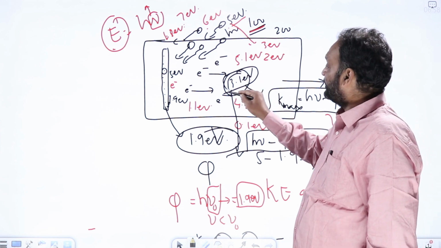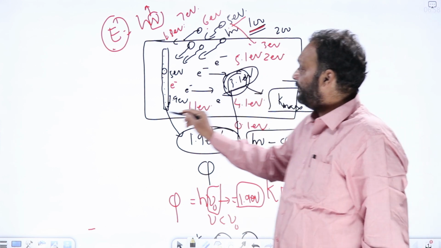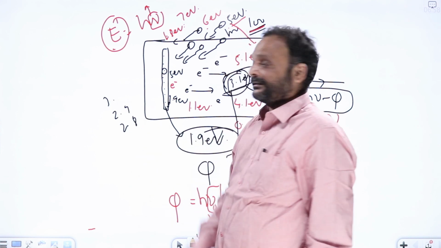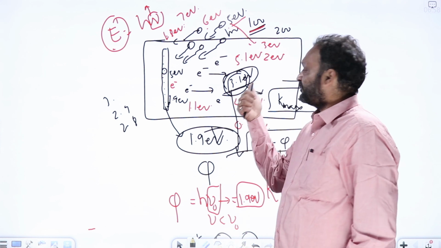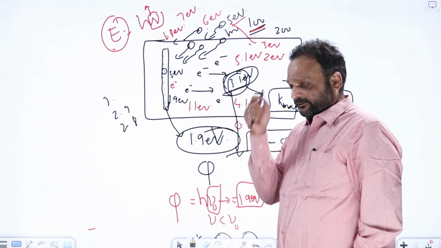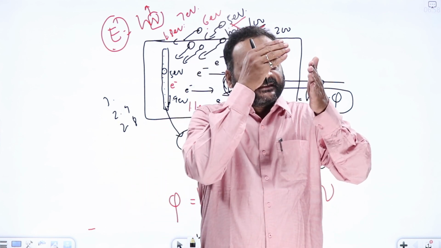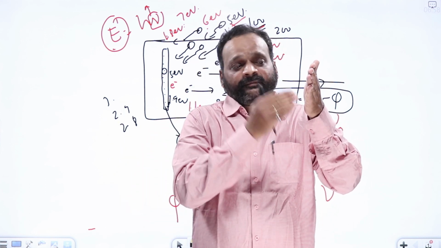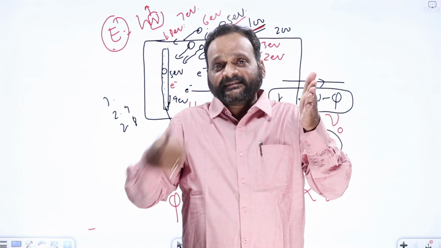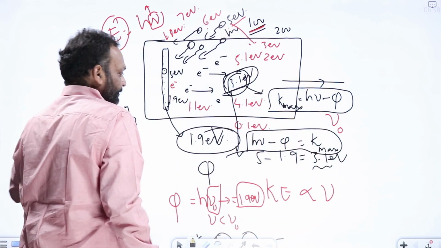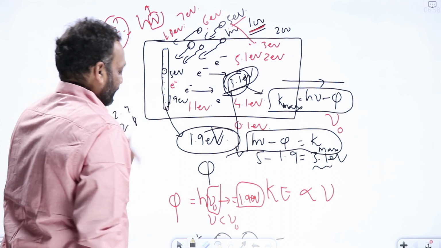This 3.1 becomes the most energetic electron. Other electrons may have 3, 2.9, 2.8 also, like that. So this is called distribution of kinetic energy of photoelectrons. All photoelectrons will not exactly have the same amount of energy. There is one specific maximum energy, K maximum, and the remaining electrons will have energy less than that K maximum. Now this is Einstein's photoelectric equation.